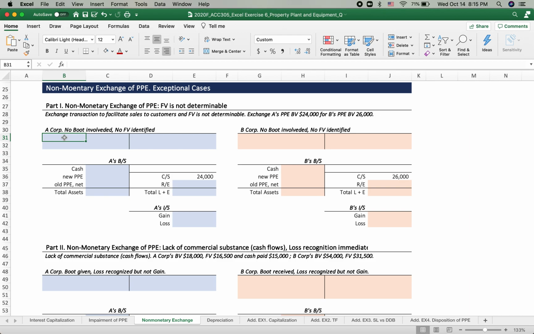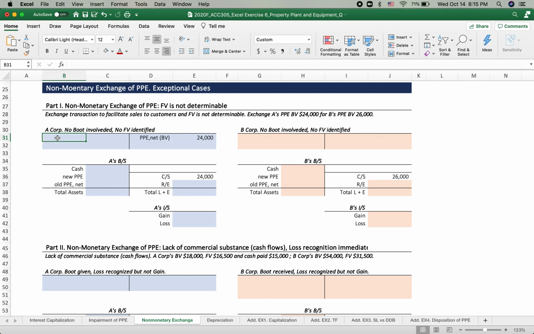So we know the book value of the old one. So we put the PPE net book value of the old one, right? We exchange it. That's why we put this PPE in the credit side. How much is that? That is $24,000.